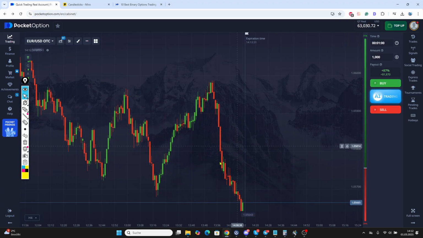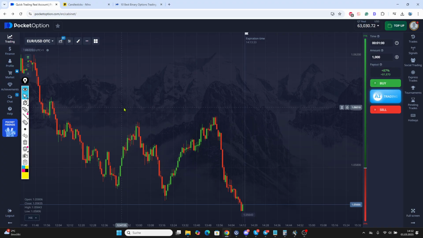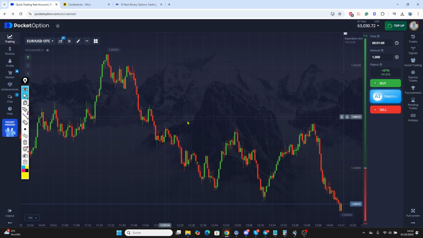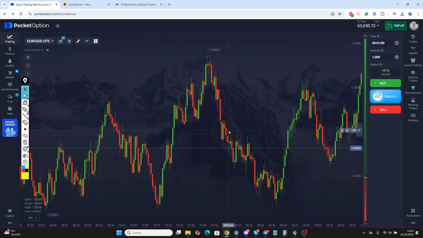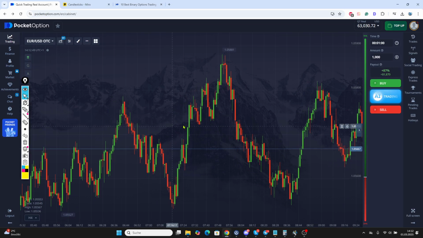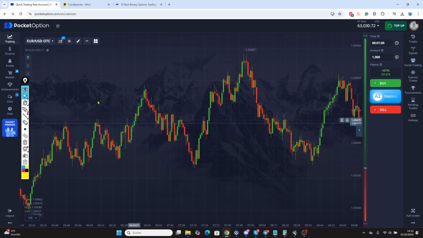So the market, okay, we have OTC. Normally I don't trade OTC because these are algorithmic charts and you never know what's happening here. It's not the best, but you can clearly see these patterns here. And if we are in a range market like this here, this is rangy.